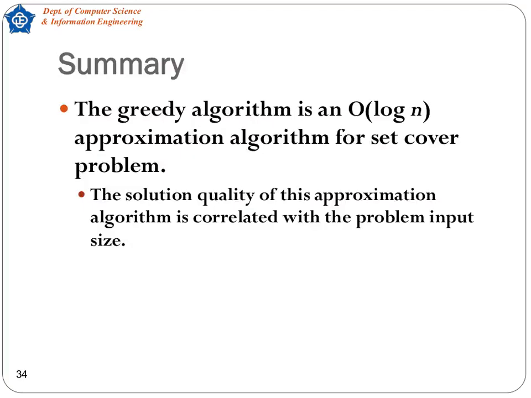Building on our previous bound, the greedy algorithm guarantees an O of log n approximation for the set cover problem. In other words, it will pick at most a factor of log n more sets than an optimal solution. And crucially, this performance guarantee scales with the input size. As n grows, the worst-case gap only grows logarithmically.